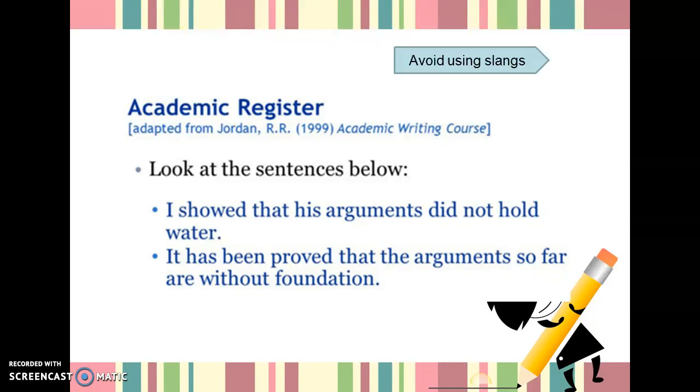Avoid using slang and informal expressions. So, let's appreciate these sentences. I showed that his arguments did not hold water. Instead, it is suggested to write, in a more academic way, it has been proved that the arguments so far are without foundation.